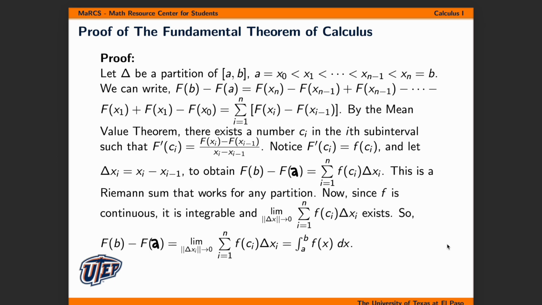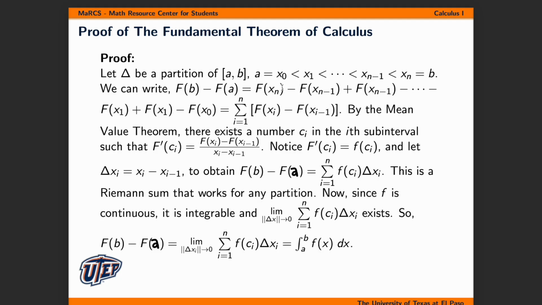We let delta be a partition of our closed interval from a to b. So a will be our first point, x naught, and then we have all these endpoints. And our last one will be our x n endpoint, which is the other boundary of our interval, which is equal to b. So we can write that the antiderivative evaluated at b minus the antiderivative evaluated at a is equal to the antiderivative evaluated at our x n term minus our antiderivative evaluated at our x n minus 1 term plus our antiderivative evaluated at each of these partitions.